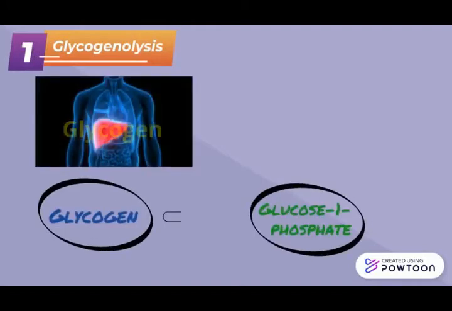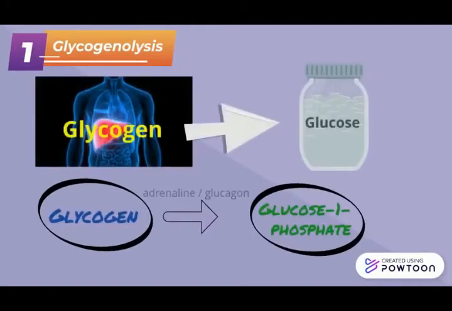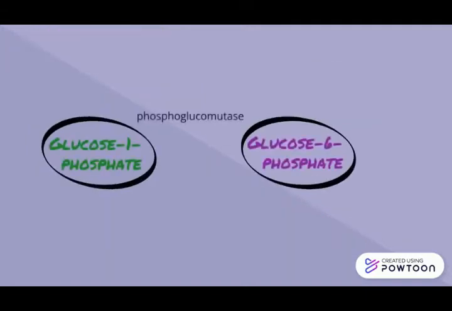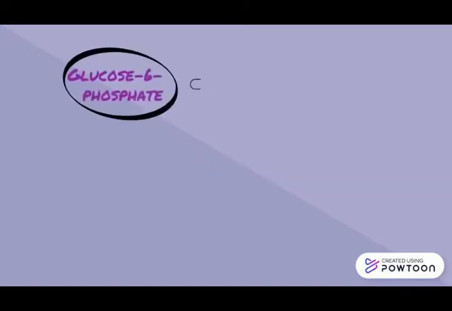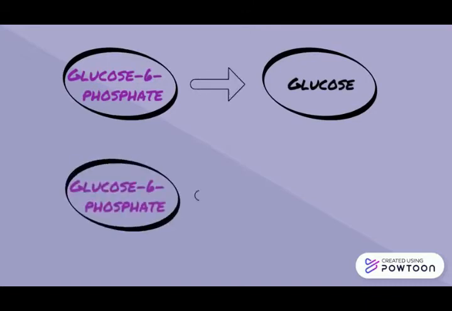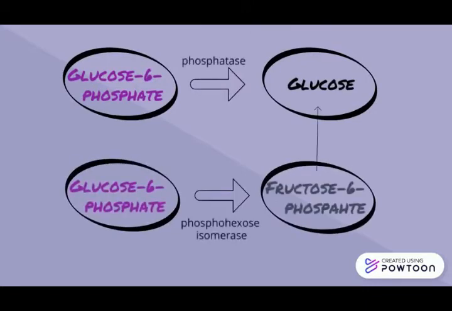Glycogenolysis is a process of converting glycogen to glucose. First, glycogen is converted to glucose 1-phosphate by glucagon. Glucose 1-phosphate is then converted to glucose 6-phosphate with the presence of phosphoglucomutase. Glucose 6-phosphate will directly convert to glucose by the enzyme phosphatase, or convert to fructose 6-phosphate first by the enzyme phosphohexose isomerase. Fructose 6-phosphate is then converted to glucose.